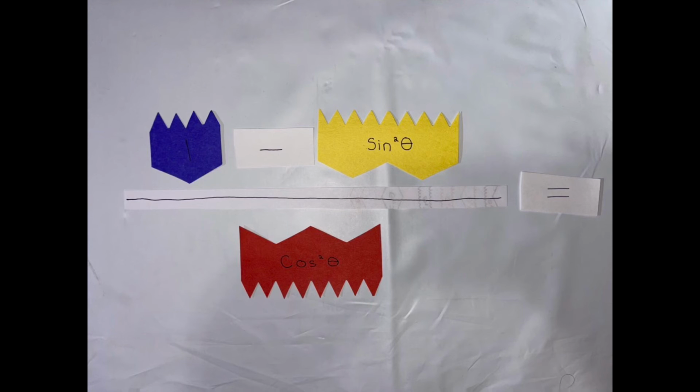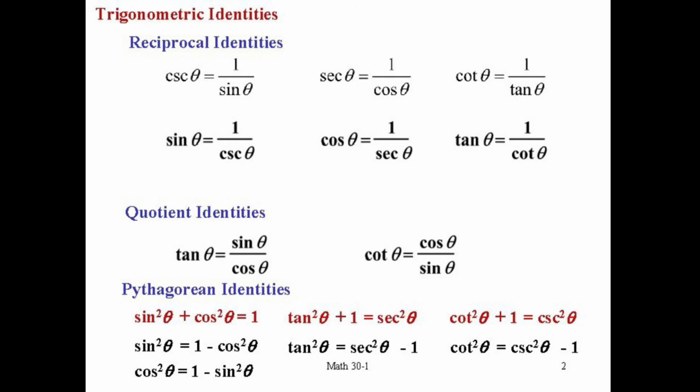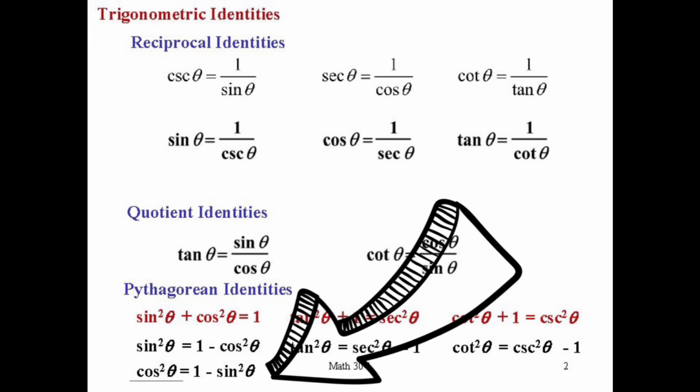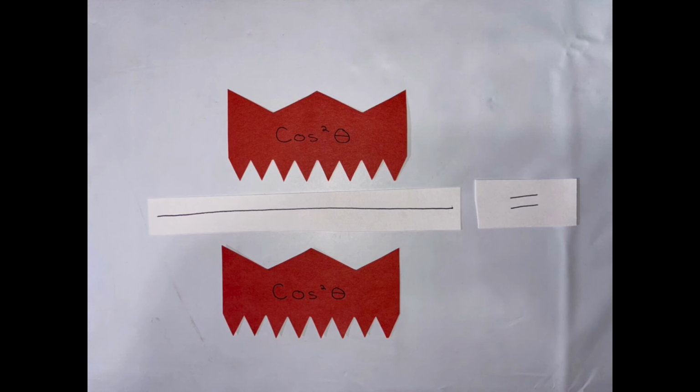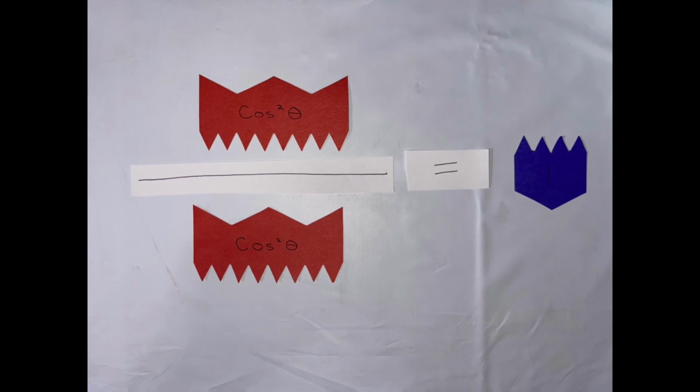From here, we see that 1 minus sine squared of theta is a Pythagorean identity, which allows us to turn it into cosine squared of theta. Now, we are left with cosine squared of theta over cosine squared of theta. Anything divided by itself is 1, so our best and final answer is 1.